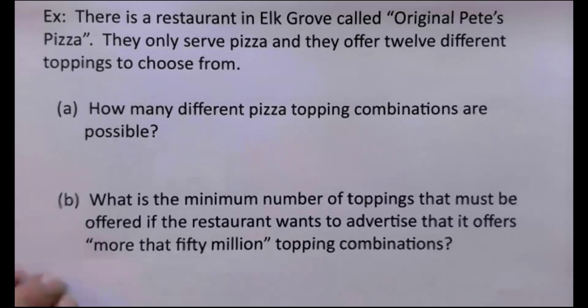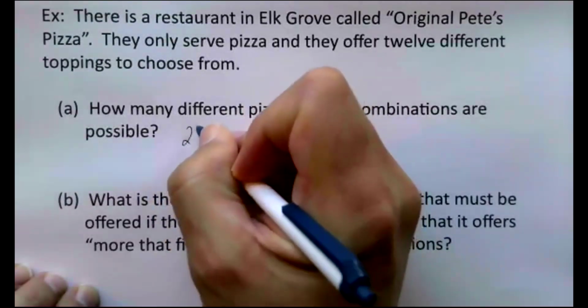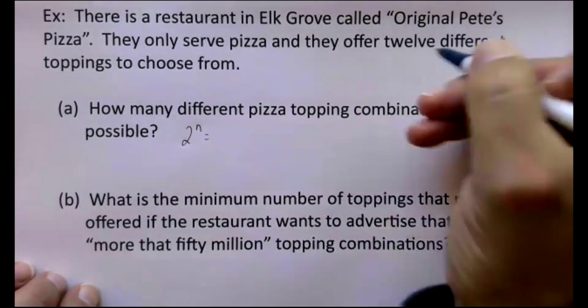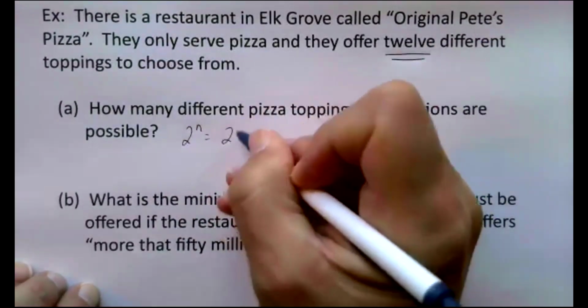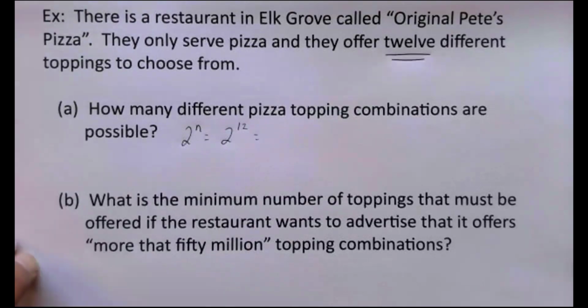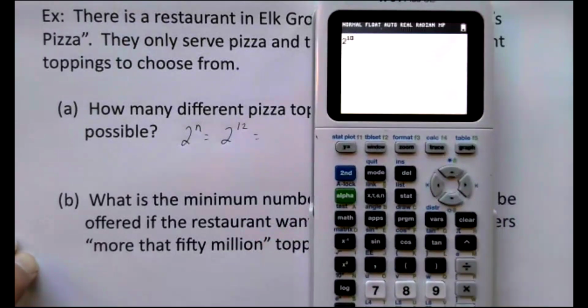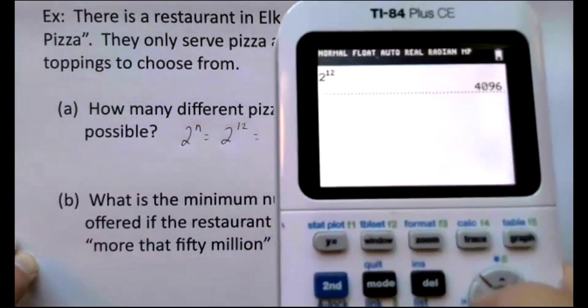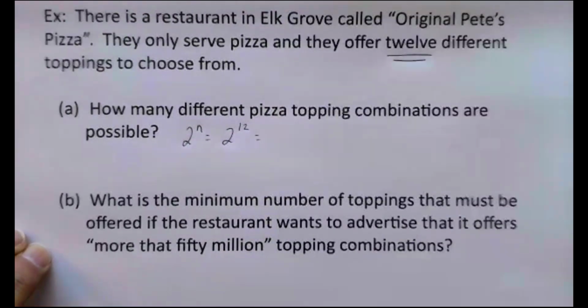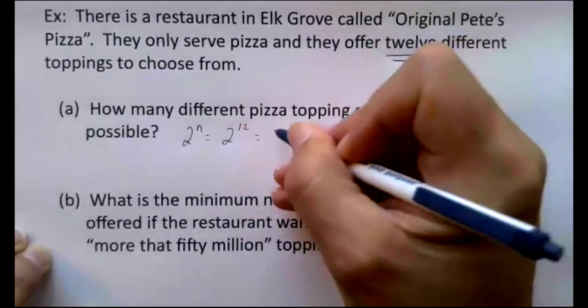Remember that formula that talks about how many subsets? 2 to the power of n. In the previous question, it was 2 to the power of 4. This time it's 2 to the power of 12. There should be 2 to the power of 12 different types of pizzas that we could order as far as what toppings are going to come on them. 2 to the power of 12, that means 2 times 2 times 2 times 2 times 2, 12 times, 4,096.